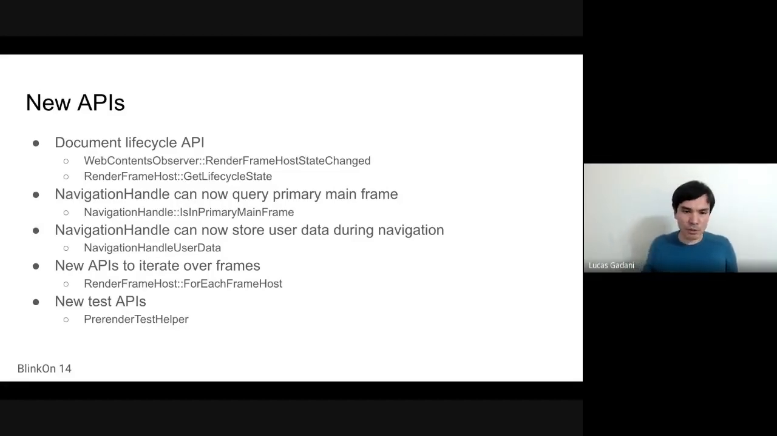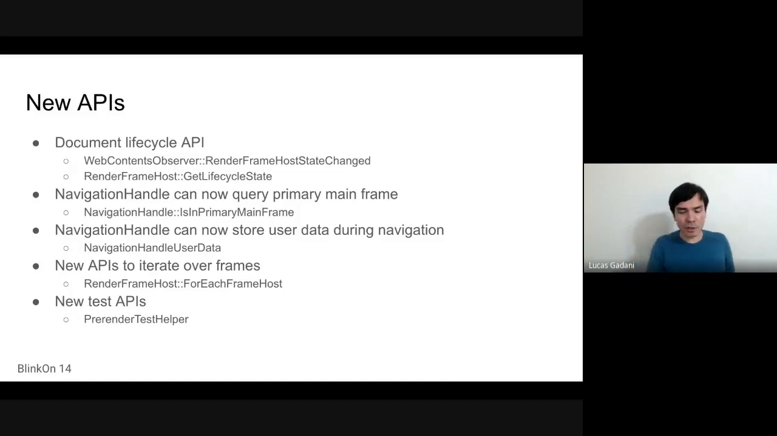For now, we're only exposing this for the primary main frame, but you can use that in order to determine whether a feature needs to affect just the primary page, or all of the pages, or the Prerender page, and so on. NavigationHandle can now store user data during activation. This is important because before we had RenderDocumentHostUserData, which can usually store user data for a live document.